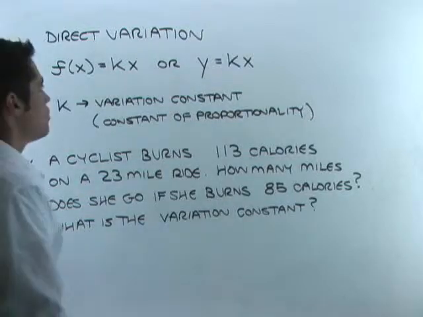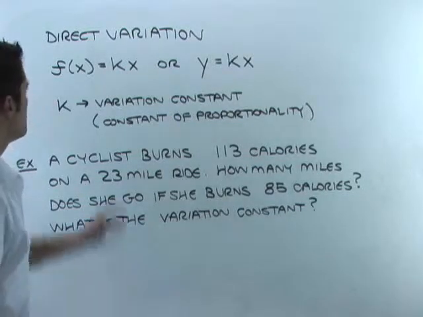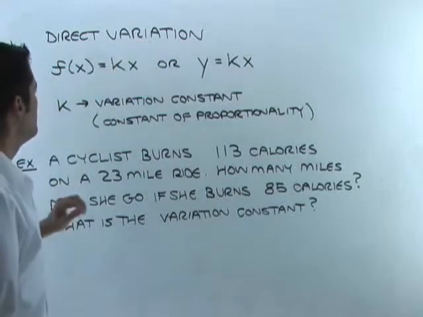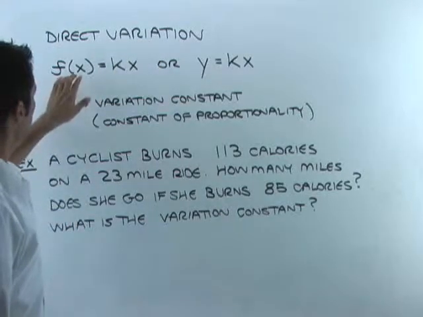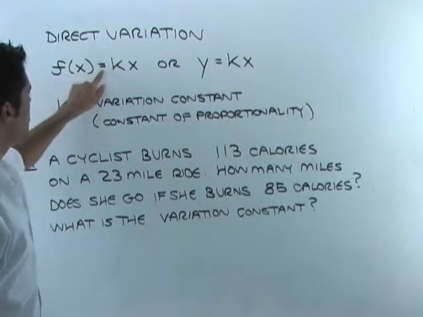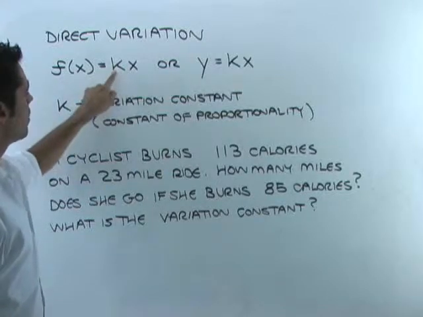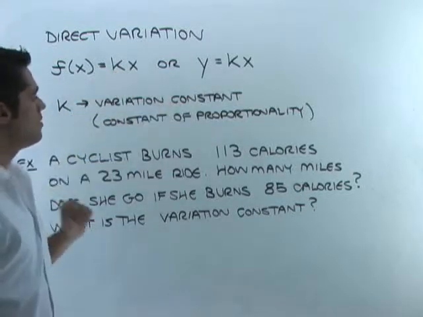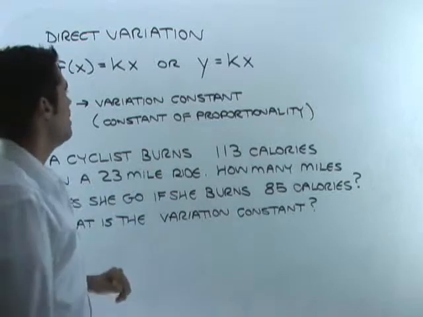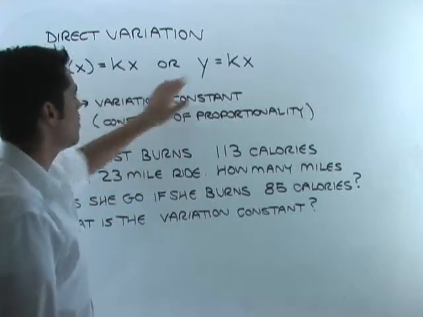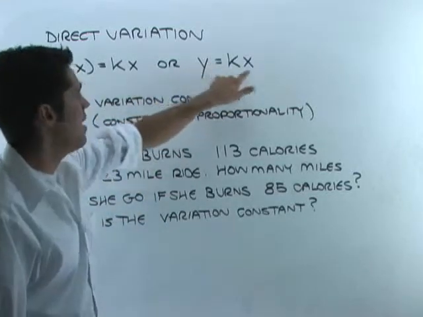All right, let's take a look at a direct variation problem. Now, first of all, for any direct variation problem, you're going to have something that looks like a function f of x is equal to k times x, where k is what's called the variation constant or the constant of proportionality. You could also replace the f of x with y, and you'd have y equals kx.